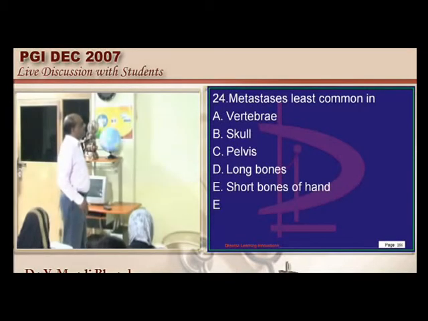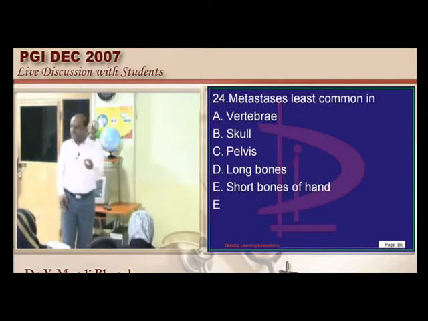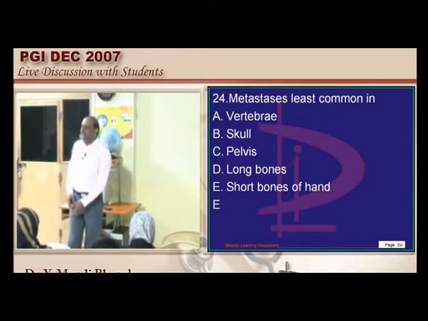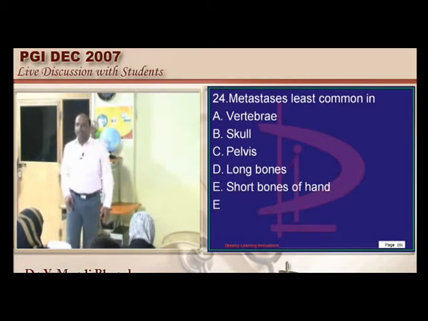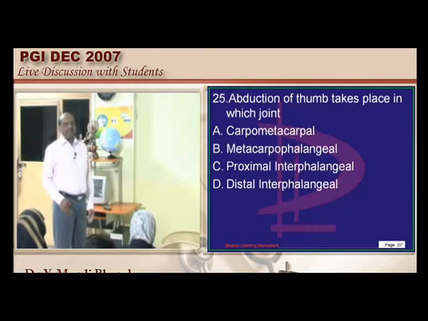Now let us talk about metastasis. Metastasis can occur to any bone, and phalangeal or tarsal metastasis can happen, but they are very rare and unlikely to happen, which needs to be remembered.